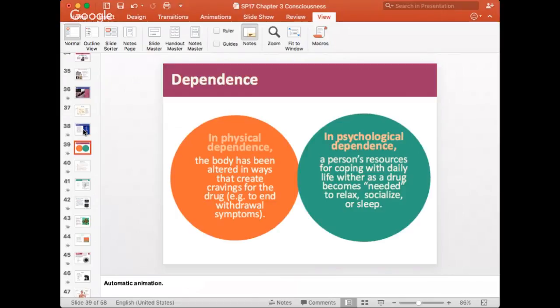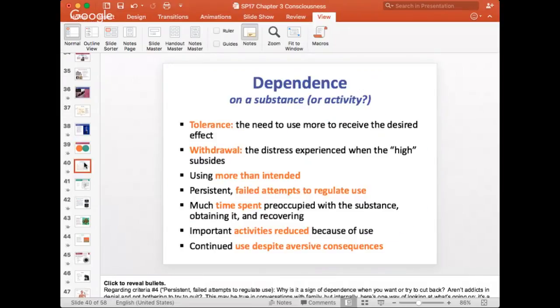Psychologically, a person can develop basically like a psychological crutch, a psychological need to have that substance for the purpose of relaxing, socializing, or whatever it might be. So maybe the body has a physical dependence to alcohol, but it might also just be a psychological dependence. It's Saturday night, I'm with my friends, I have to drink. That would be a psychological dependence. You just think you need it. And we see both of these things, physical and psychological dependence, with addiction. These are the hallmarks of being dependent on something.